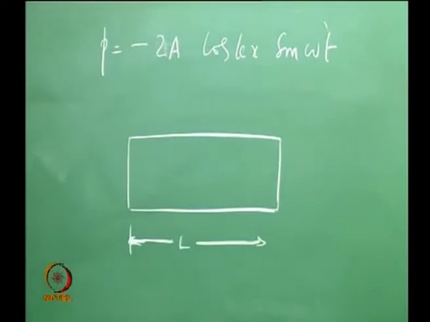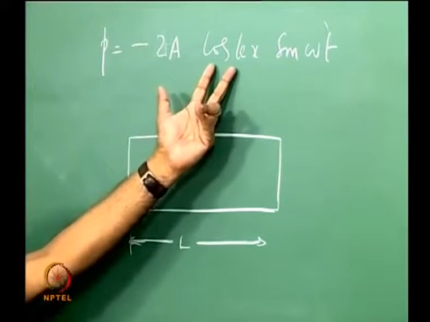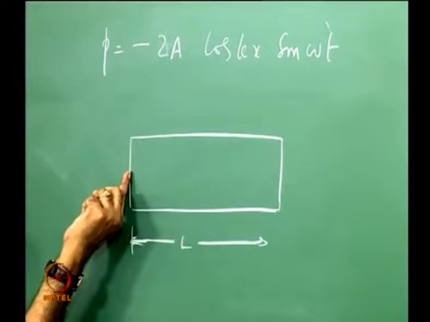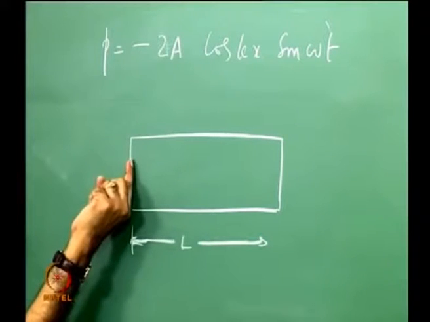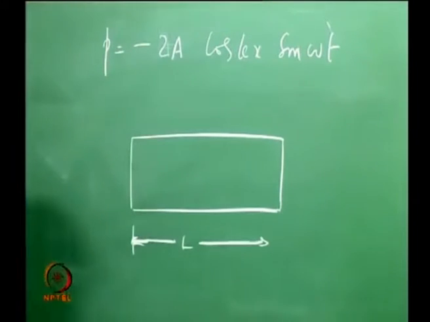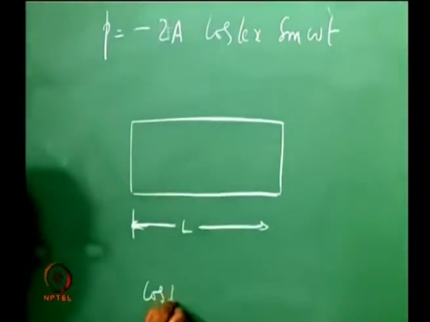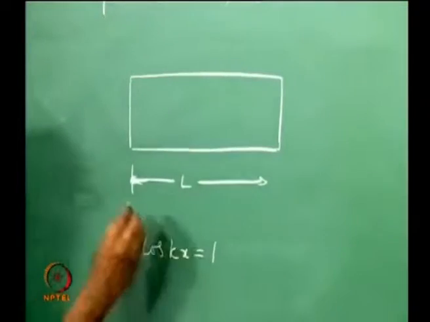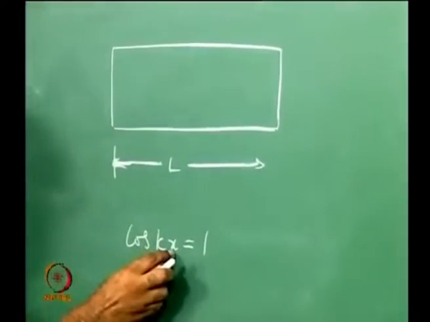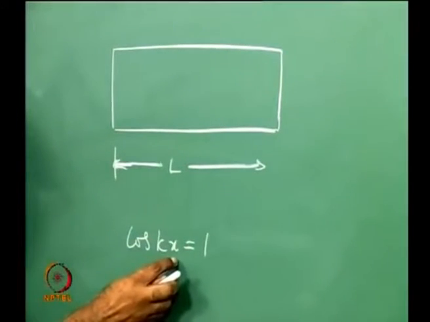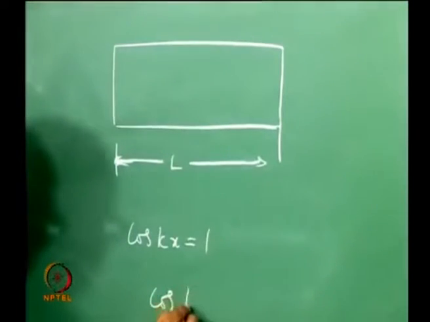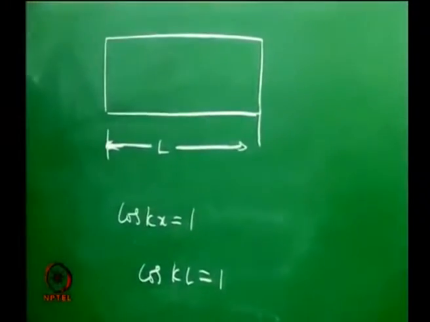Now what is going to happen? I take this particular term, and I tell myself this is a closed end. At a closed end the velocity perturbation should be 0 because it is a solid surface. If velocity is 0, the pressure should be a maximum, and therefore the value of cos kx should be equal to 1 at this end and at this end. At this end, the moment I put x equal to 0, indeed it is satisfied. At this end also it is a closed end, therefore I say cos kL is equal to 1.